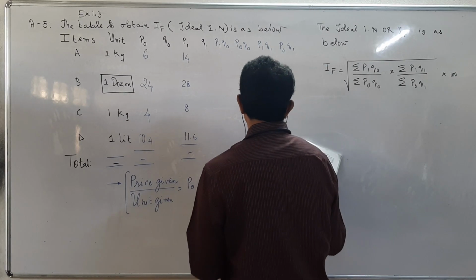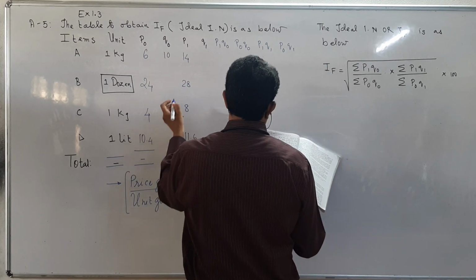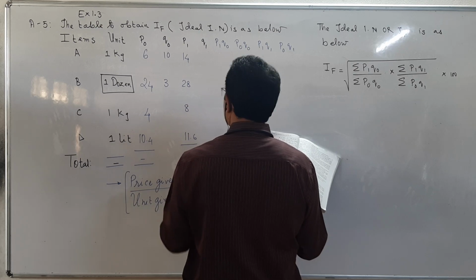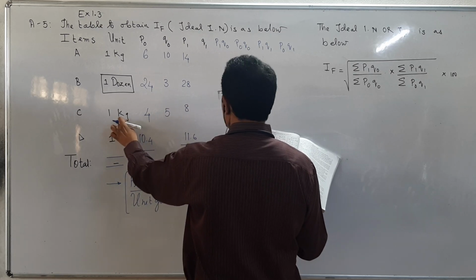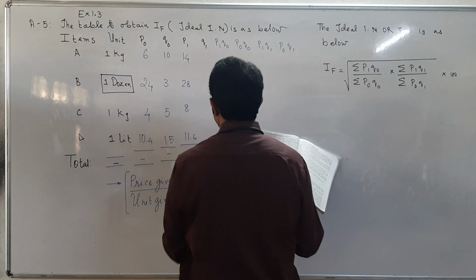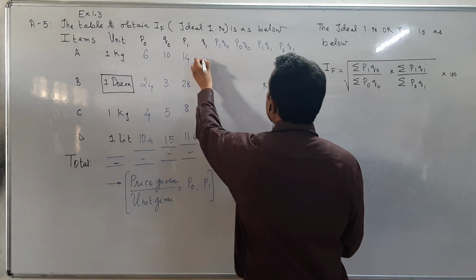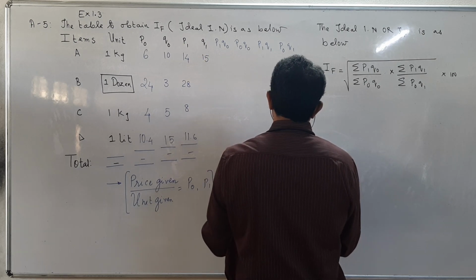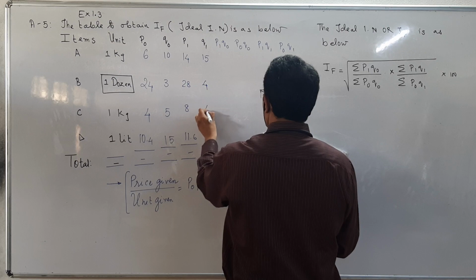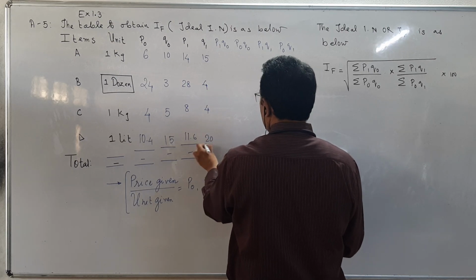Quantity as it is: 10 kg, 3 dozen, 5000 gram is definitely written as 5 kg because this unit is kg, and 15 liters. In the same way 15 kg, 48 pieces is nothing but 4 dozen because the unit is dozen, 4 kg and 20 liters.